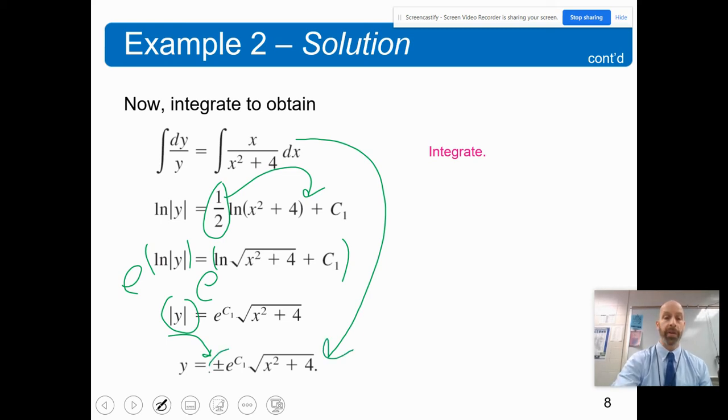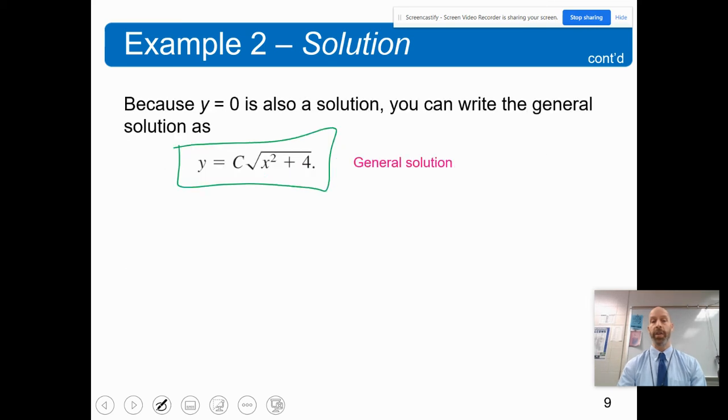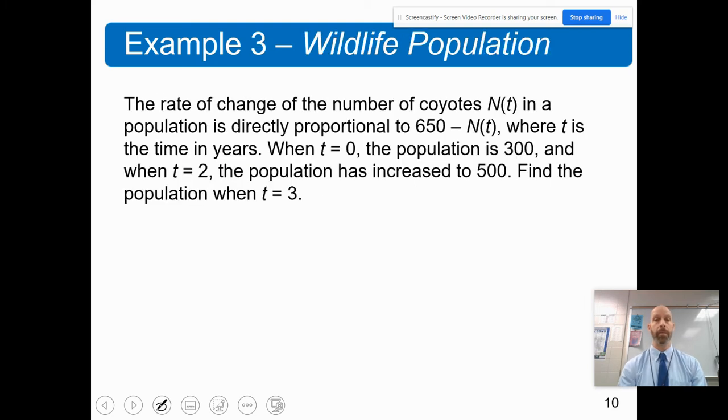Notice that the plus or minus and the e to the c sub 1 just became c. C is an arbitrary constant. It could be positive, it could be negative. That's why I don't need the plus or minus. And it could be e to the second. That's still just a constant.